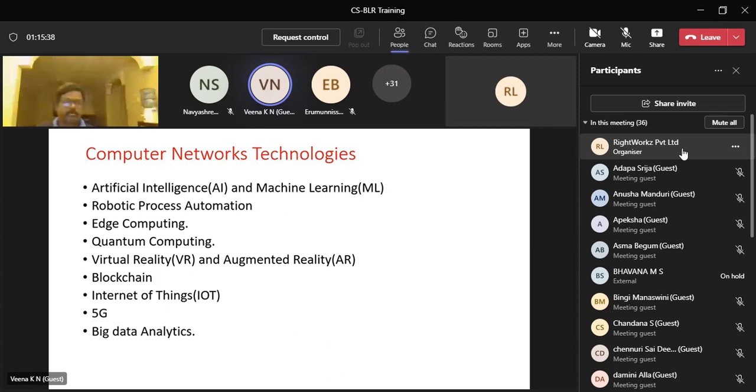Blockchain, Internet of Things, 5G data, and big data analytics are used.